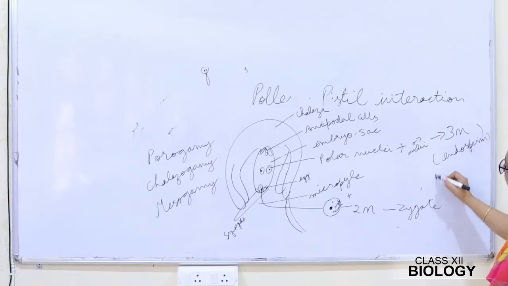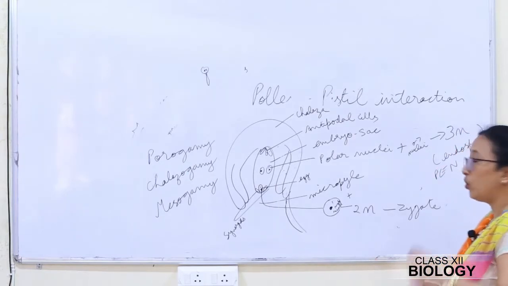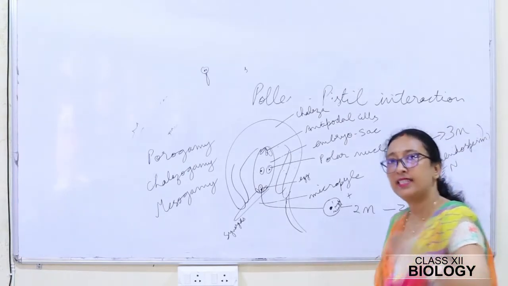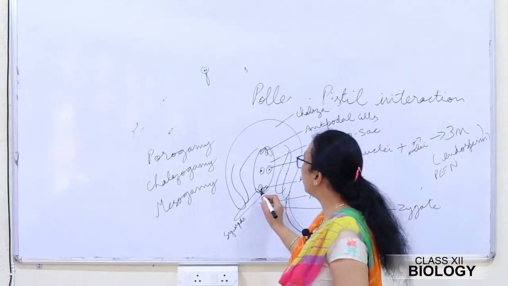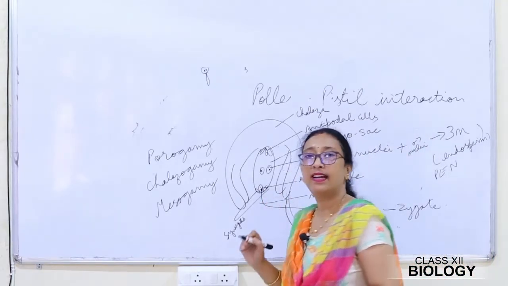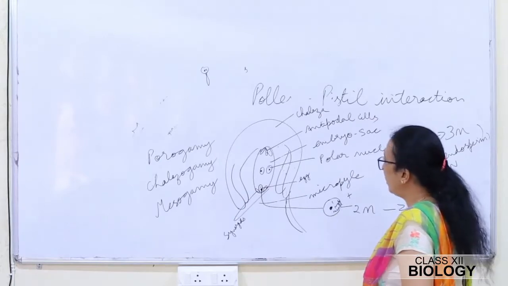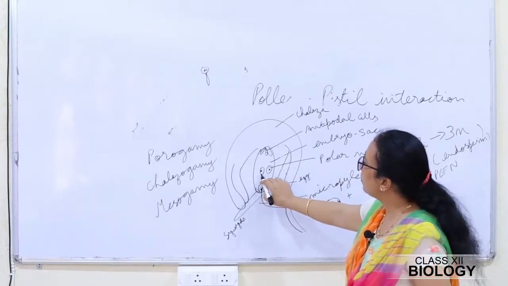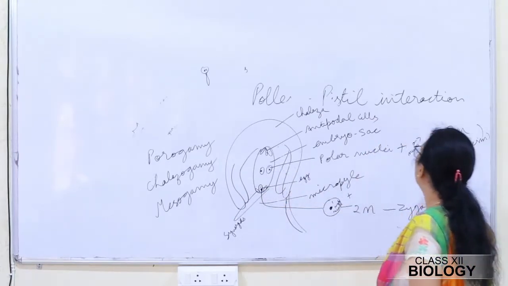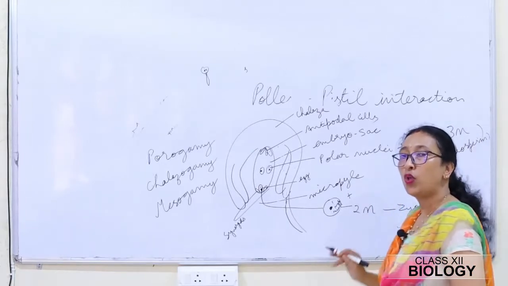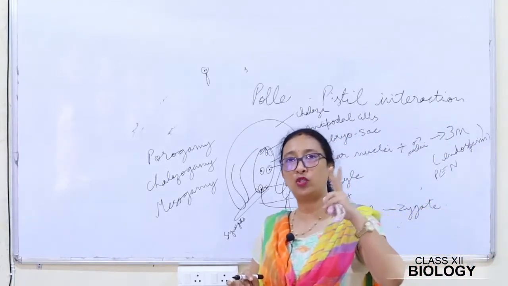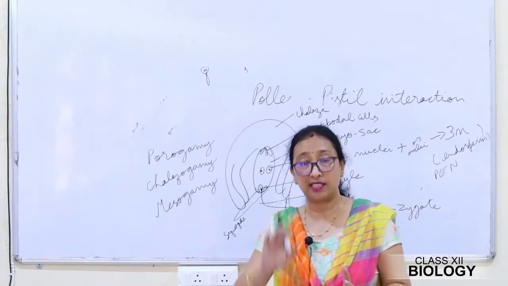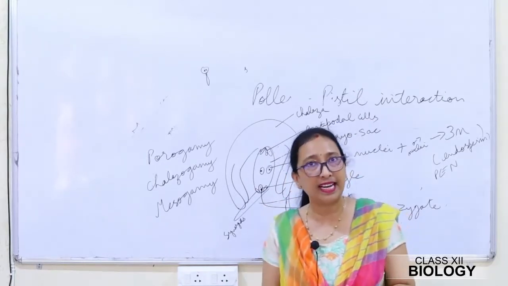It can also be known as primary endosperm nucleus, PEN. So, two times it is fertilizing. Once it is fertilizing with the egg and forming the zygote, and another it is fertilizing with the polar nuclei and forming the endosperm. So, fertilization takes place two times. That's the reason it is known as double fertilization.